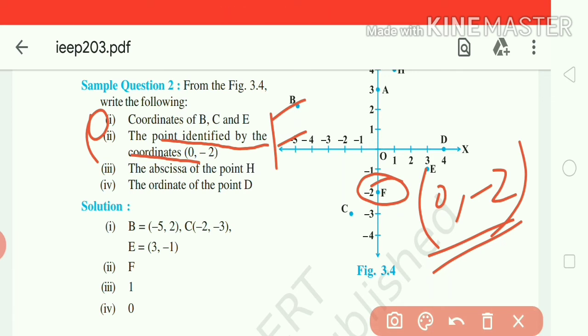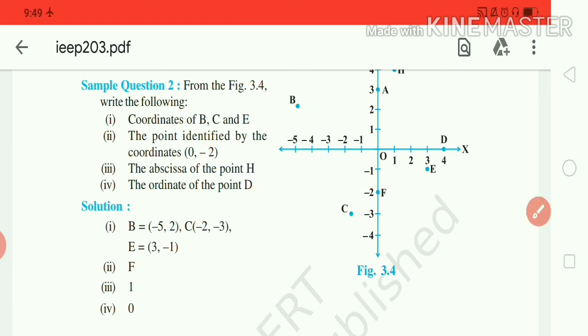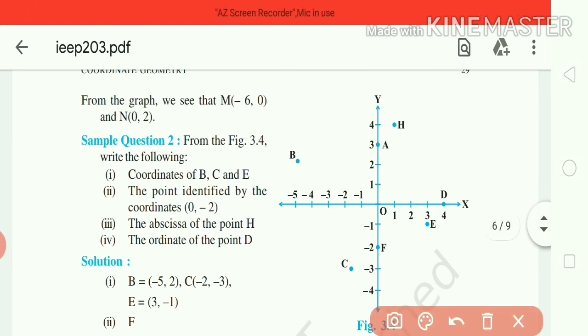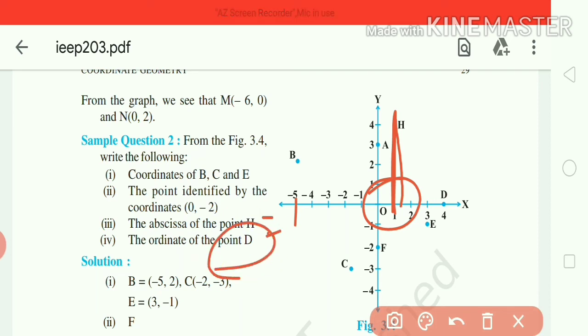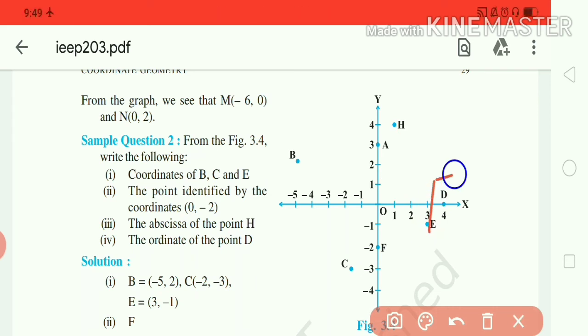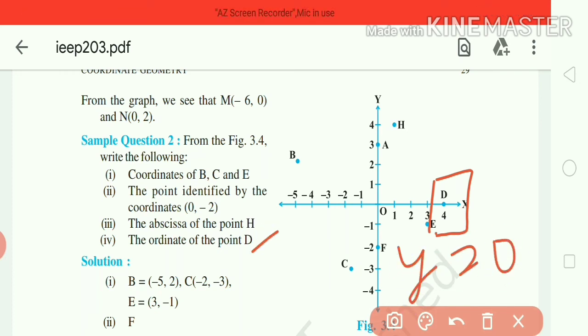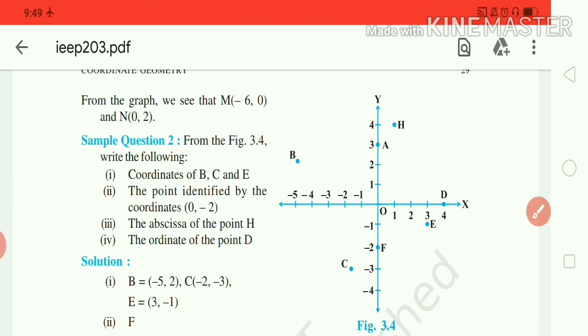The abscissa of point H. Let us see where is H. Here is your H point and abscissa is the length on the x-axis, that is 1, right? So abscissa is 1. Ordinate of the point D. Let us check the point D. Here is the point D and ordinate is the length on the y-axis. It is on the x-axis, so y is 0. So ordinate is 0 here, right?